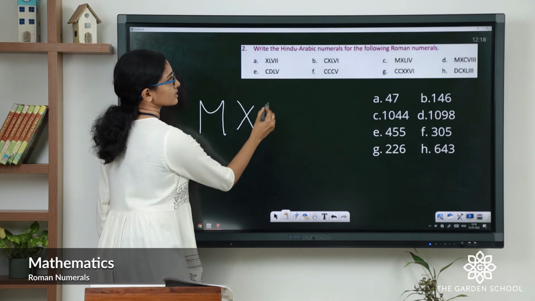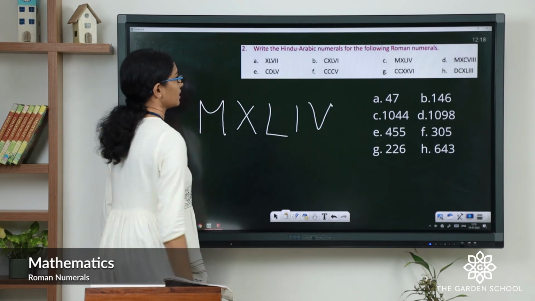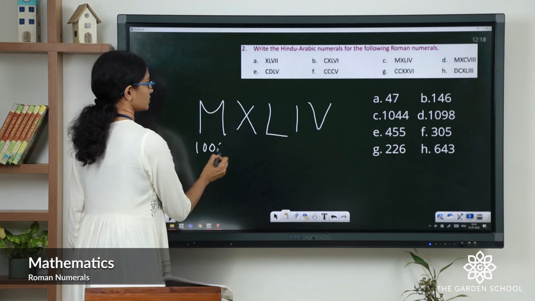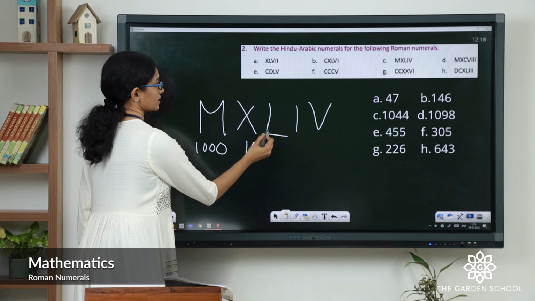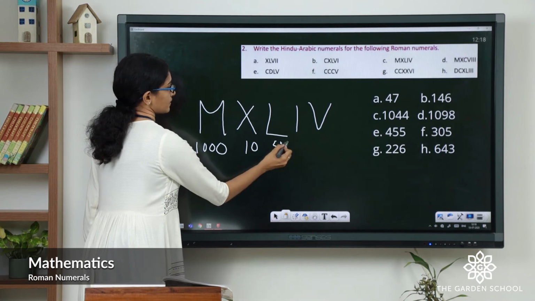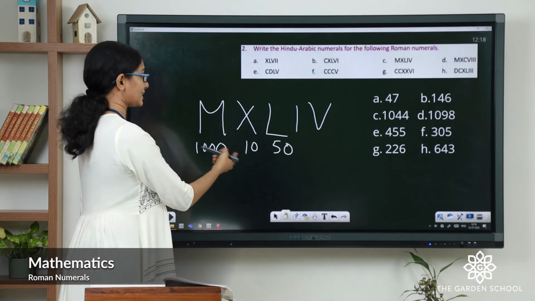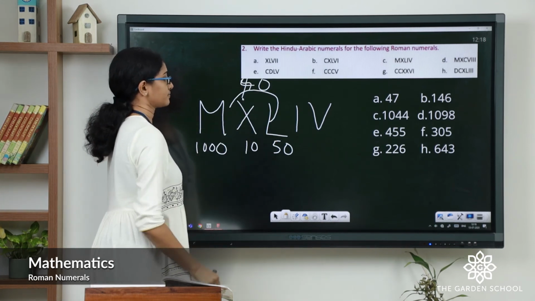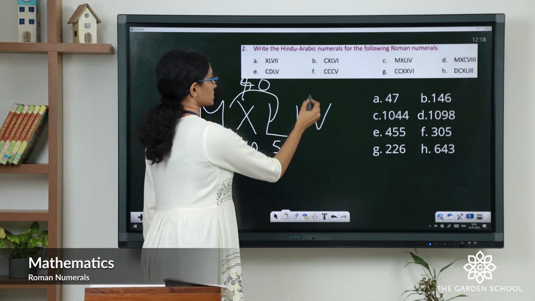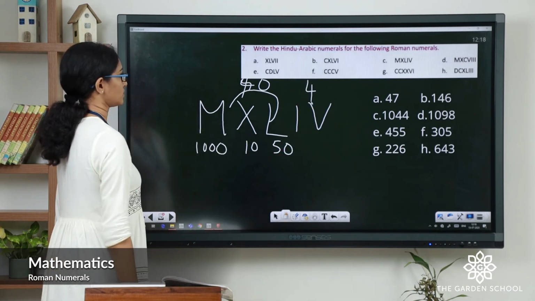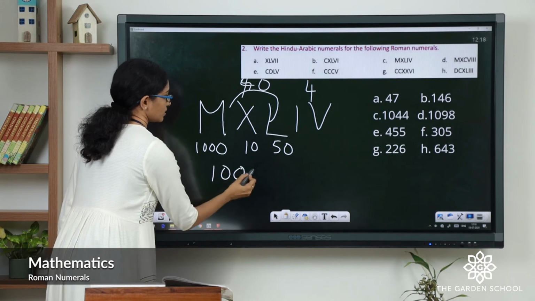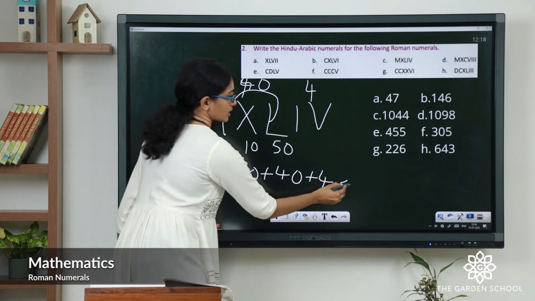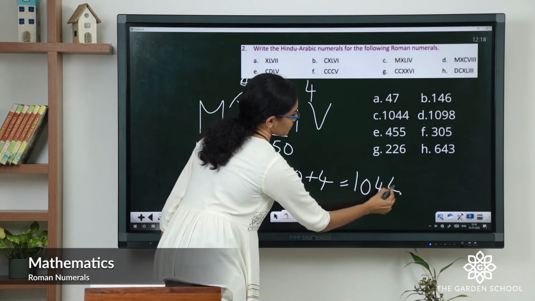Let's see the next one. M, X, L. Now M is for 1000, X is for 10, L is for 50. So from the previous examples, we know this represents a value of 40. Now this is for 4. So it's 1000 plus 40 plus 4. It's equal to 1044.